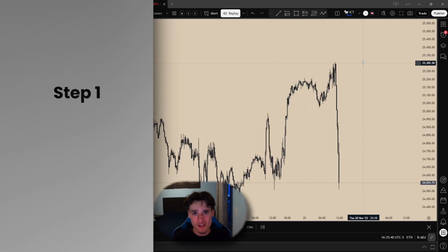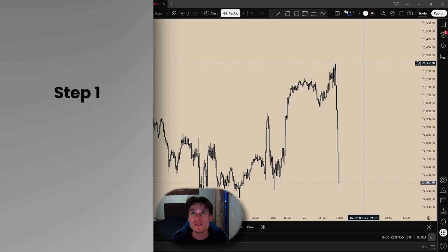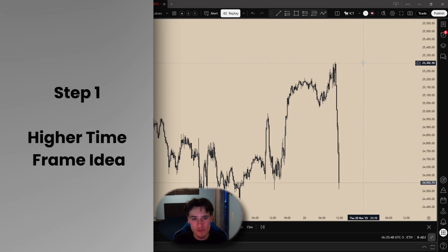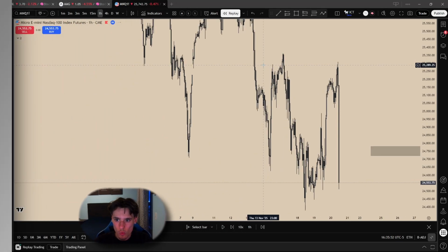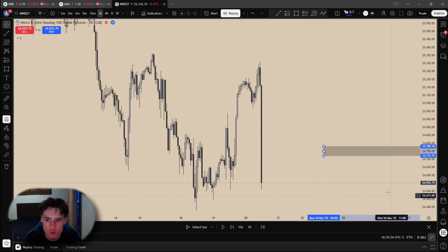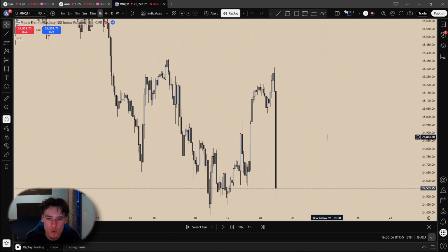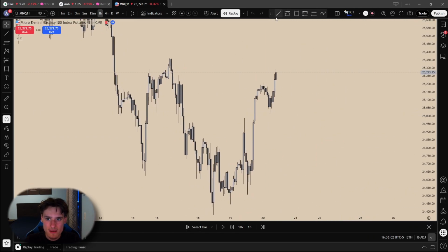Step 1 of the strategy. Most important thing in the trading world, especially if you want to become a day trader, is to have a higher time frame confluence. In our case, we're going to be looking at the 1 hour time frame. So on the 1 hour time frame, we want to find our bias. What's telling us where the market's going to go?